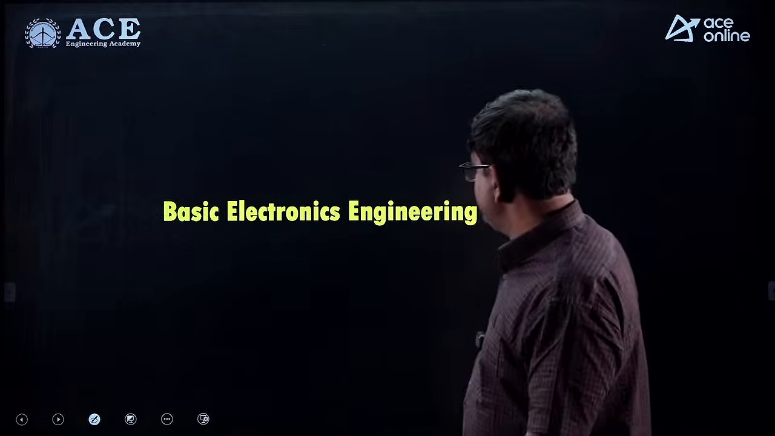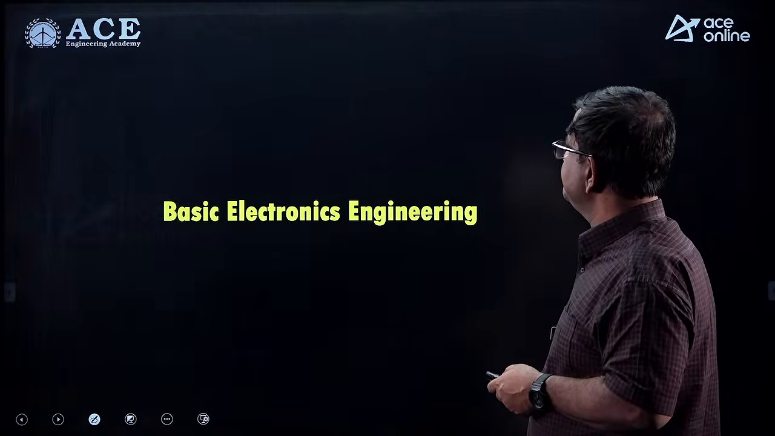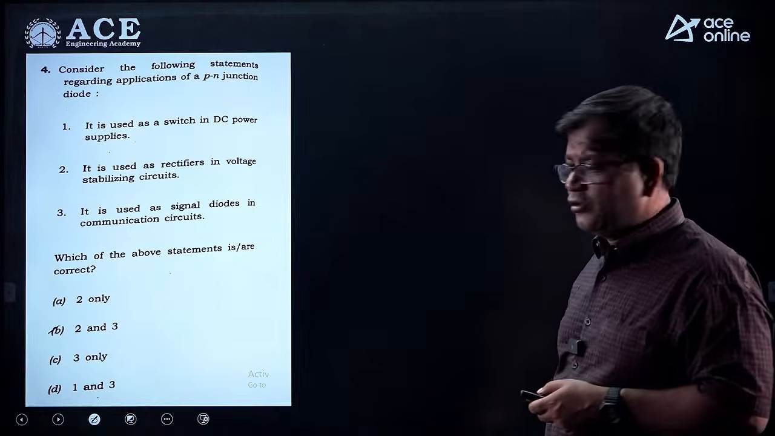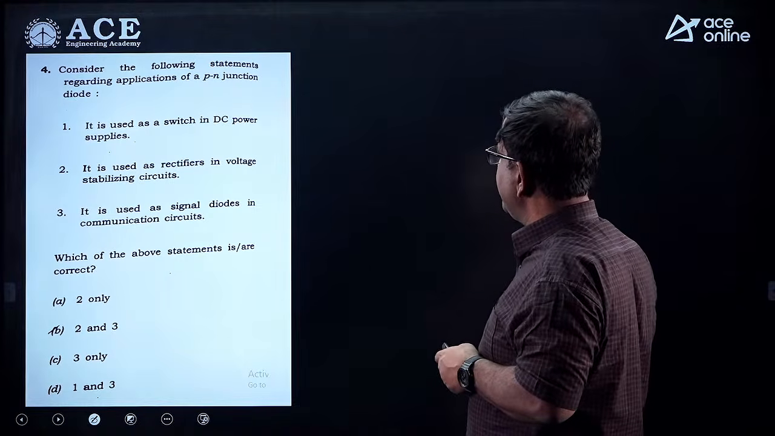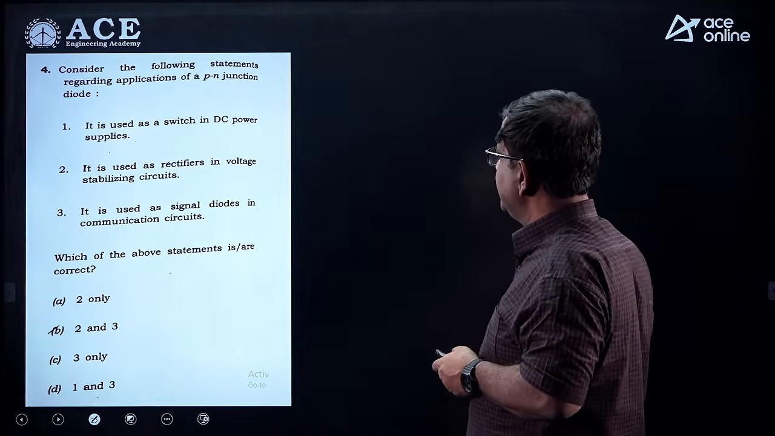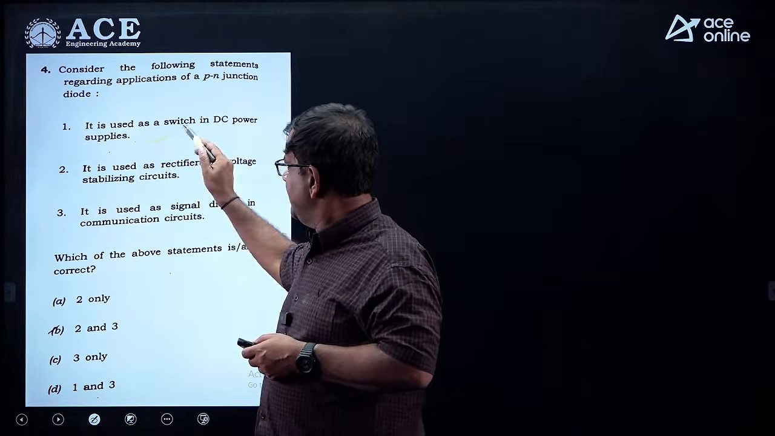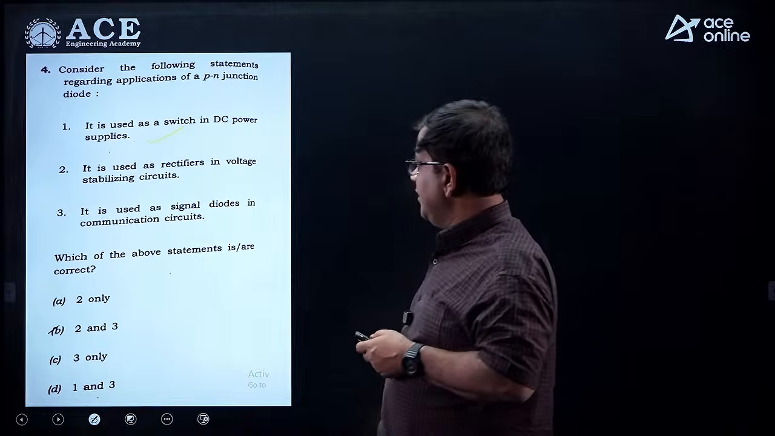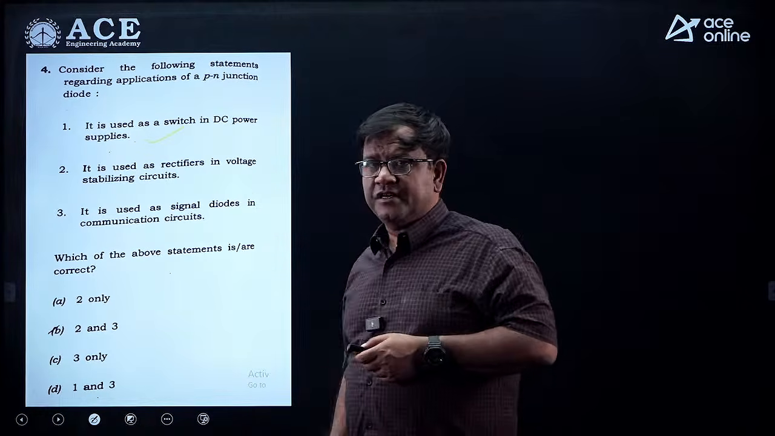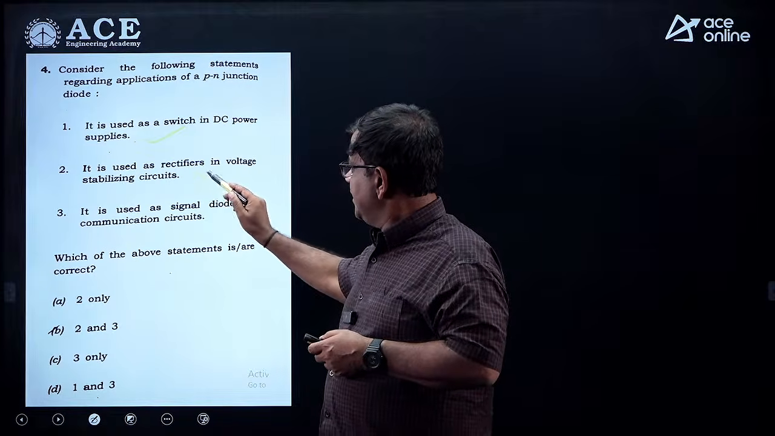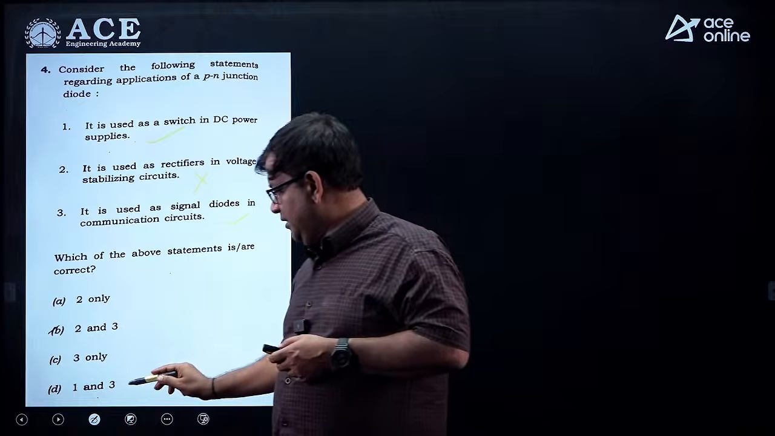Okay, let us look at questions from basic electronics engineering. Go through the question. Consider the following statements regarding applications of PN diode. It is used as a switch in DC supply. It is used as a rectifier in voltage stabilizing circuit. In a voltage stabilizing circuit, we generally use Zener. It is used as signal diodes in communication. So, 1 and 3 is the right answer.